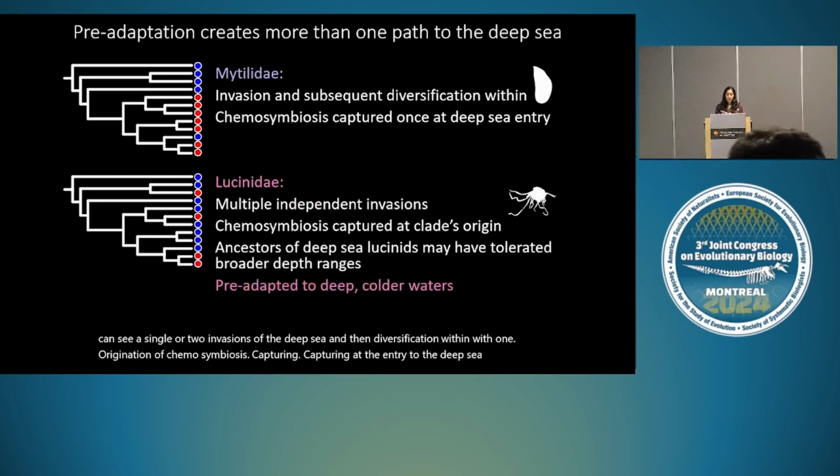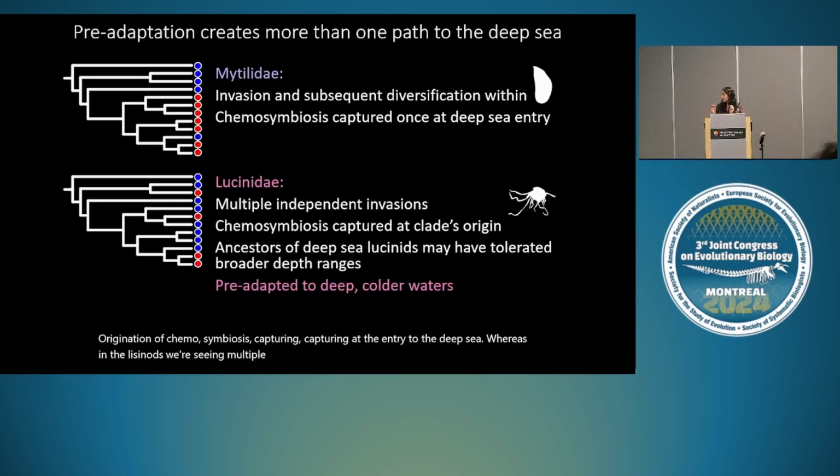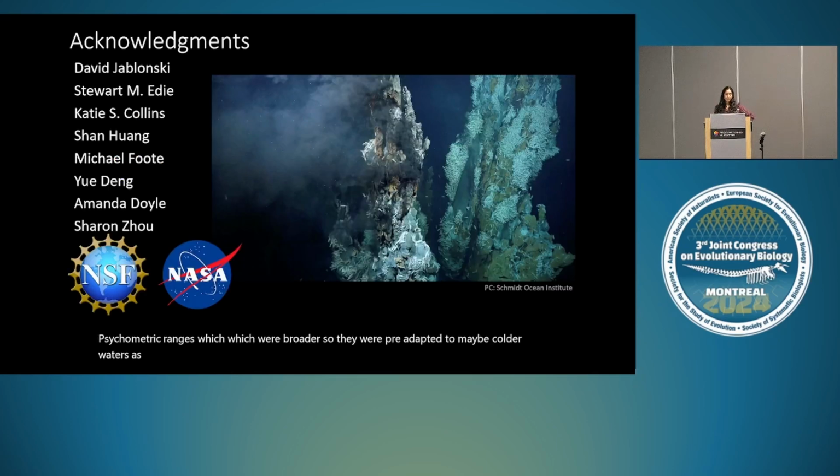Whereas in the Lucinids, we're seeing multiple small independent invasions. The presence of chemosymbiosis is occurring at the beginning of the clade's origin. And then also, Lucinids might have been primed to the deep sea based on their ancestral bathymetric ranges, which were broader. So they were pre-adapted to maybe colder waters as well.